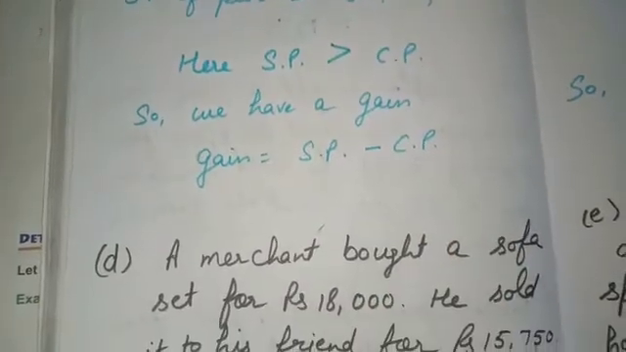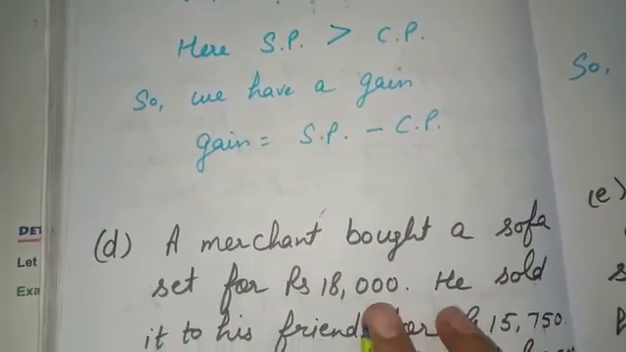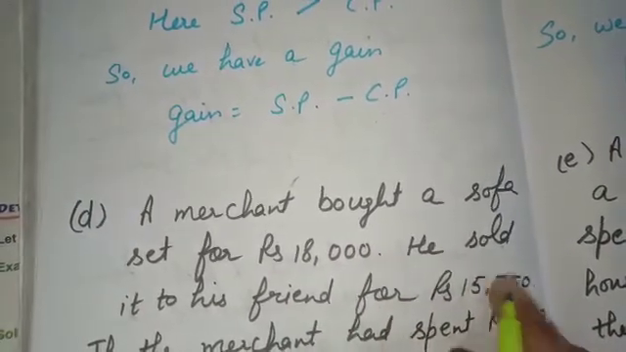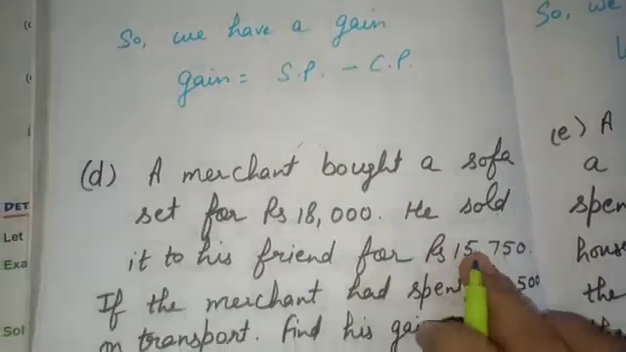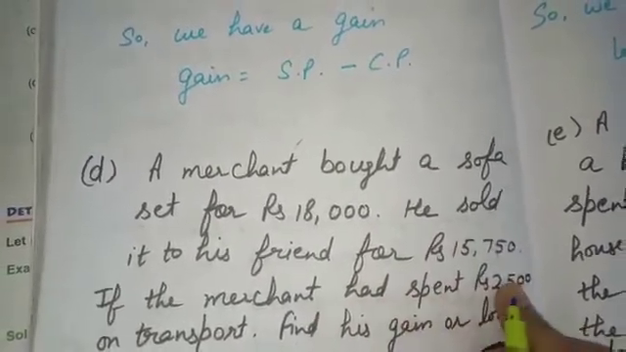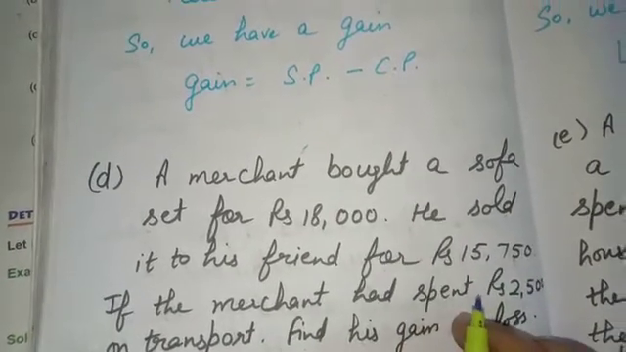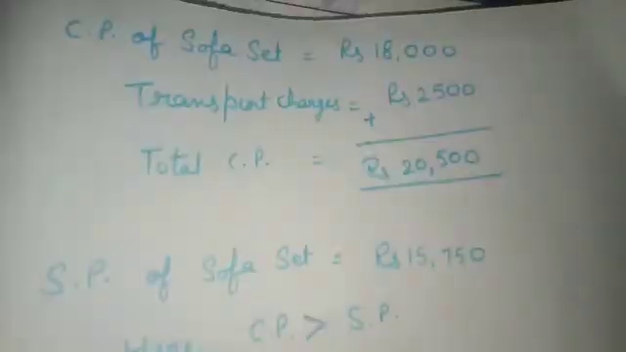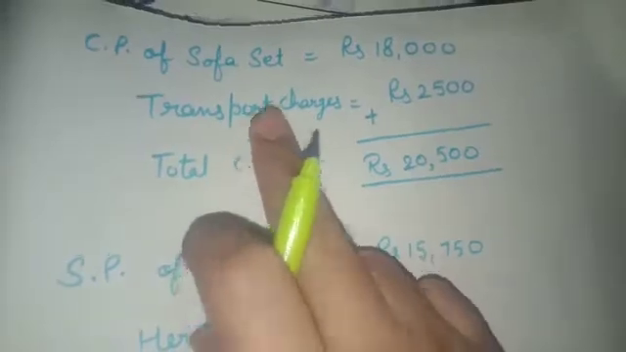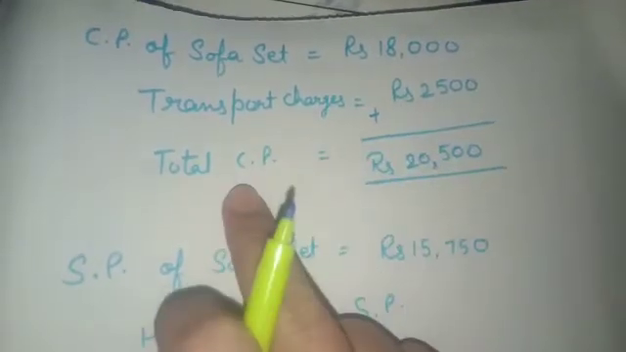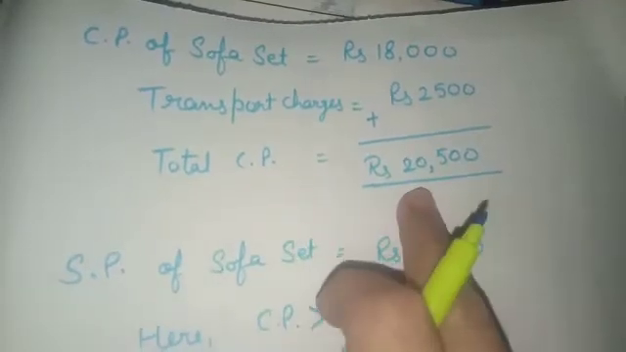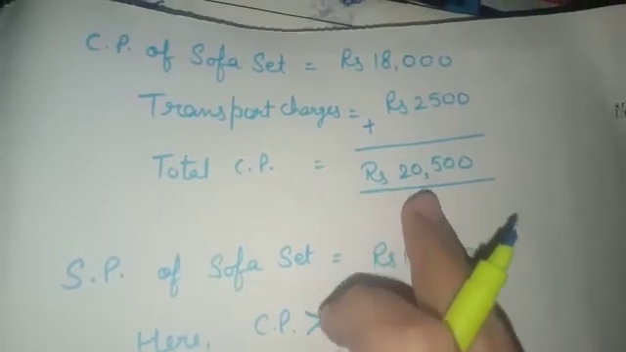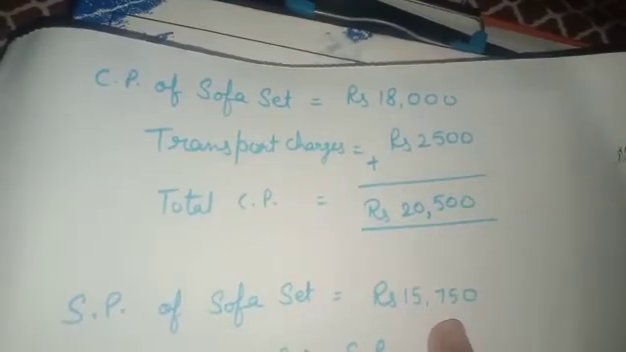Come to D part. A merchant bought a sofa set for rupees 18,000. He sold it to his friend for rupees 15,750. Purchased for this, sold for this. If the merchant had spent rupees 2500 on transport, find the gain or loss. The same question as we have done in the first part of this worksheet. Cost price of sofa set is given 18,000. Transport charges is given 2,500. So we will add both the things to get the total cost price of sofa set. This is 20,500. Then after that he sold the sofa set for this 15,750.